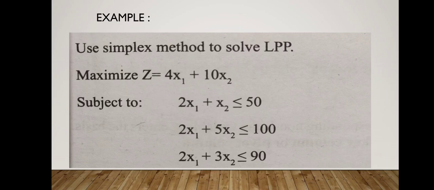So here is an LPP problem that should be solved using the simplex method. Maximize z is equal to 4x1 plus 10x2. Subject to the constraints 2x1 plus x2 is less than or equal to 50, 2x1 plus 5x2 is less than or equal to 100, 2x1 plus 3x2 is less than or equal to 90.